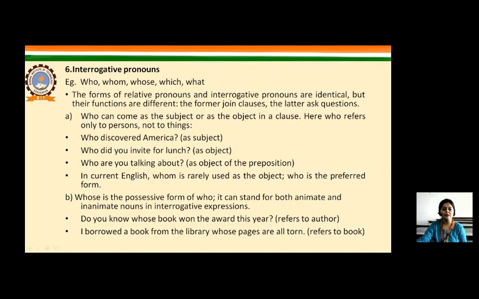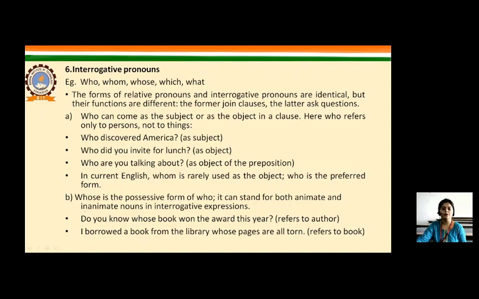Example: who can come as the subject or the object in a clause. Both ways you can use who. Here who refers only to persons and not to things. So if you are using particularly who out of the interrogative pronouns, then it is used in the subject or object to ask about a particular person, whether in the object or in the subject. Like, who discovered America? So you are asking the name of the person, or who was the one who discovered America.